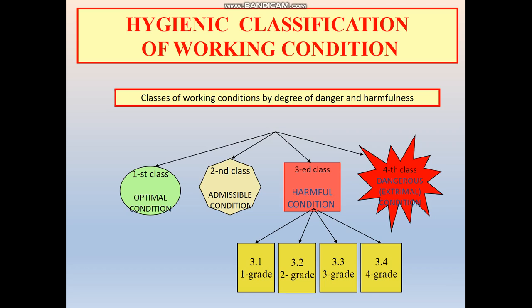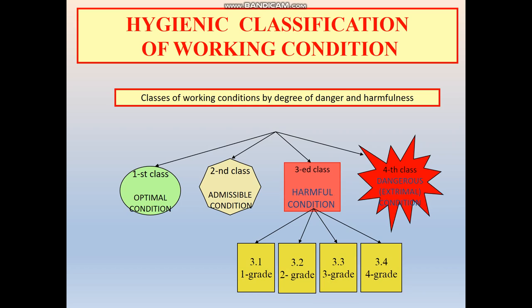Maximum permissible working condition, type 2: factors which do not exceed the permissible hygienic norm, and any functional changes occurring in the human body are restored at rest or by the beginning of the next work shift. These factors do not cause any health problems in the present generation or in the offspring. The first and second types are referred to as safe working conditions.